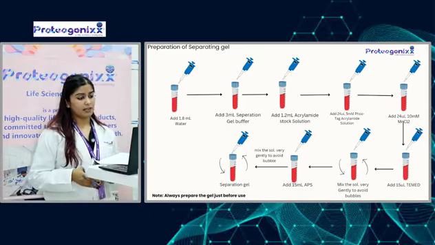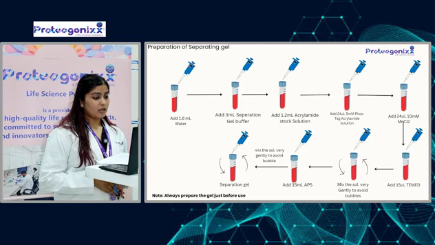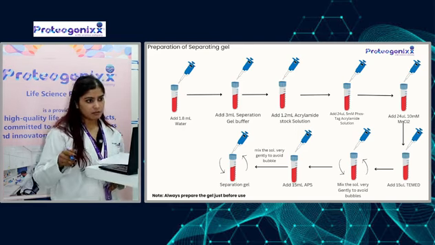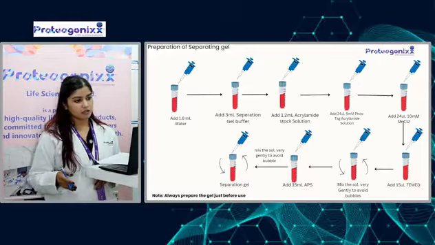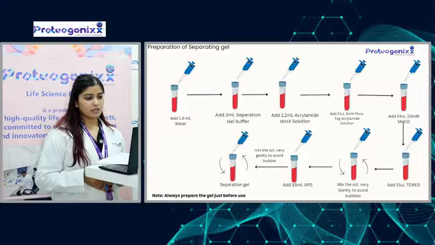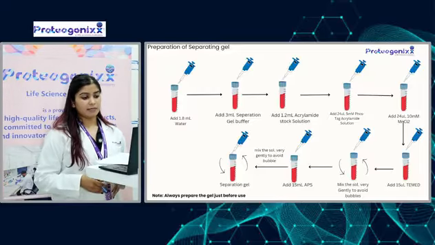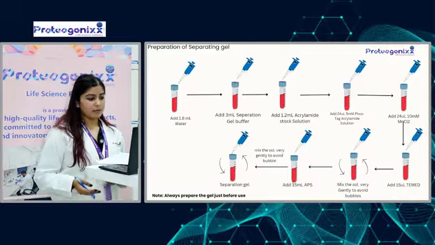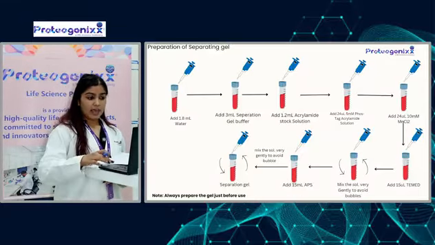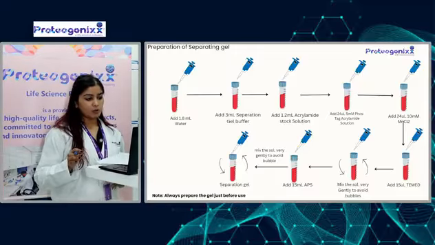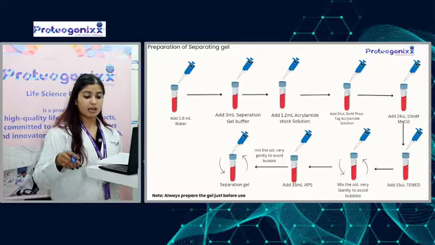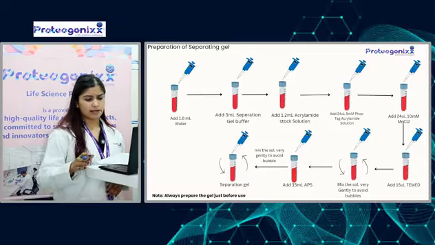Now, how do we prepare the separating gel? For the separating gel, we add the components in the following order. We first add the separation buffer, then our acrylamide stock solution, then our phosphate acrylamide solution, and then our divalent metal ion reagents. After that, TEMED and APS are added to polymerize the gel, and then we mix it very gently to avoid bubbles. Then we add our separating gel into the gel cassette and allow it to polymerize for at least 30 minutes to 1 hour.